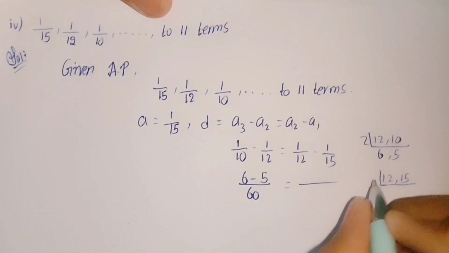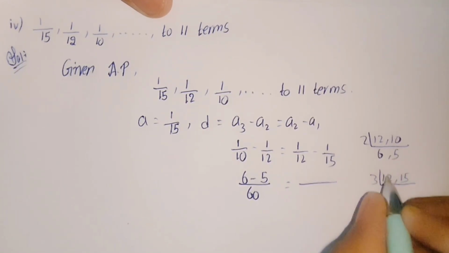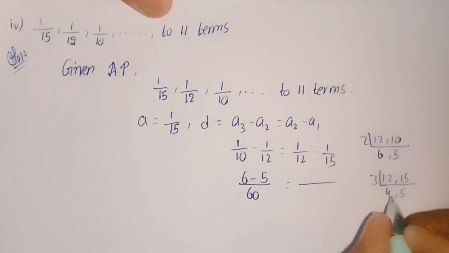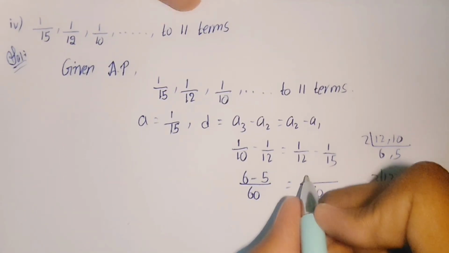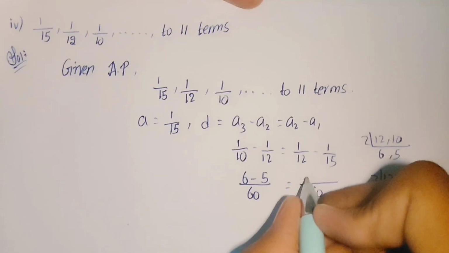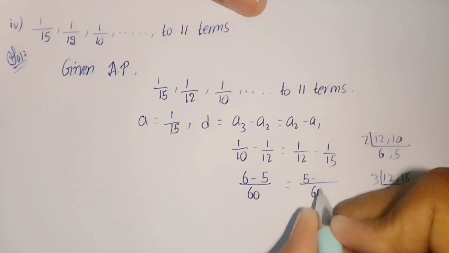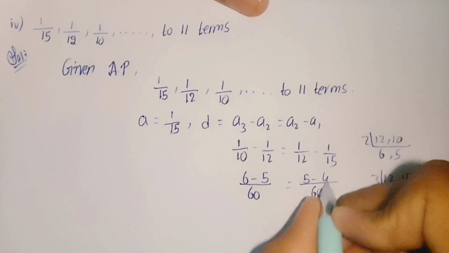What is the LCM of 12 and 15? 3 fours are 12, 3 fives are 15, 3 fours are 12, 12 fives are 60. 12 in 60, 5 times, so 5 ones are 5 minus 15 in 60, 4 times, so 4 ones are 4.